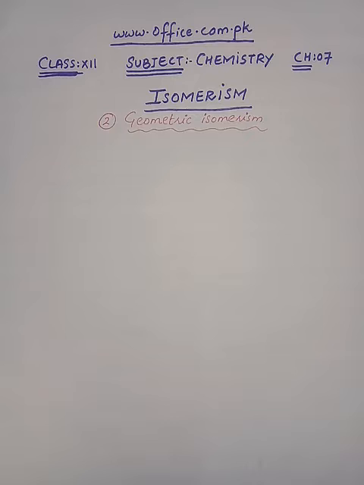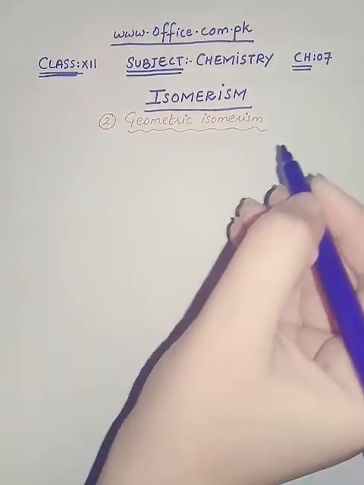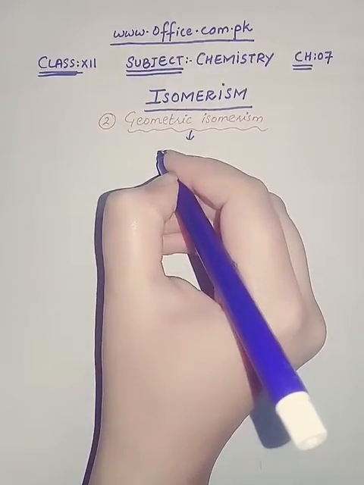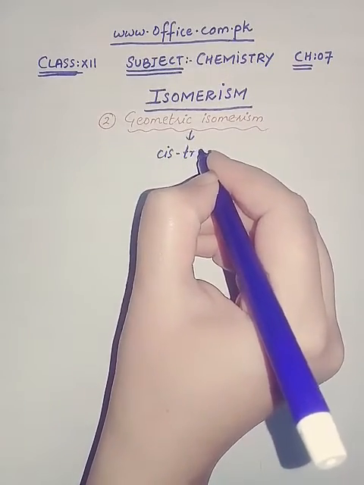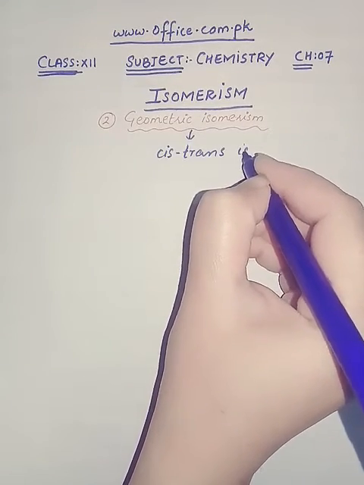There were two basic types of isomerism, structural isomerism and geometric or cis-trans isomerism, and we discussed structural isomerism in detail. I hope that is very clear to all of you. You can refer to the previous videos if you want to know about structural isomerism. Today we are going to discuss cis-trans isomerism, or geometric isomerism. As you can see, the other name of geometric isomerism is cis-trans isomerism.